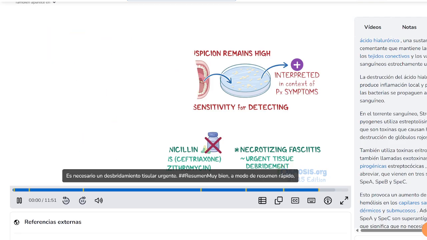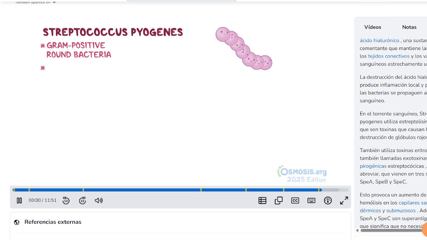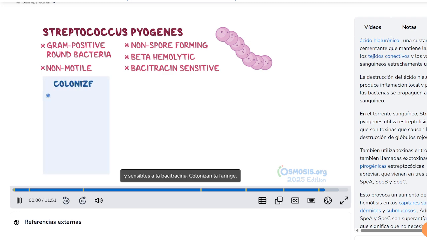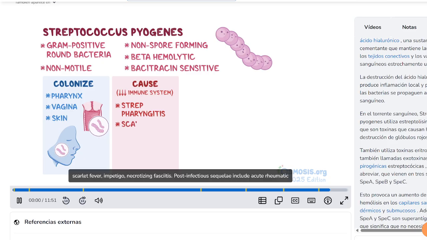Alright, as a quick recap, Streptococcus pyogenes are gram-positive round bacteria that live in chains. They are non-motile, non-spore-forming, beta-hemolytic, and bacitracin-sensitive. They colonize the pharynx, vagina, or the skin, where they're part of the normal flora, but in some cases, they may take advantage of a weakened immune system and cause infections like strep pharyngitis, scarlet fever, impetigo, and necrotizing fasciitis.